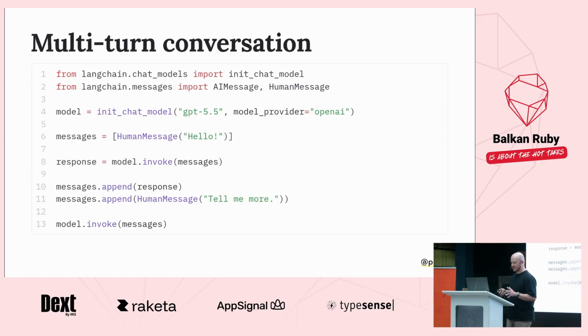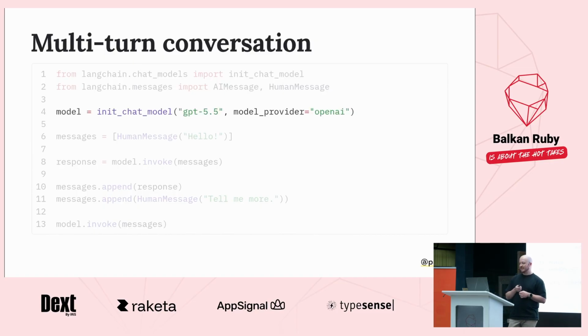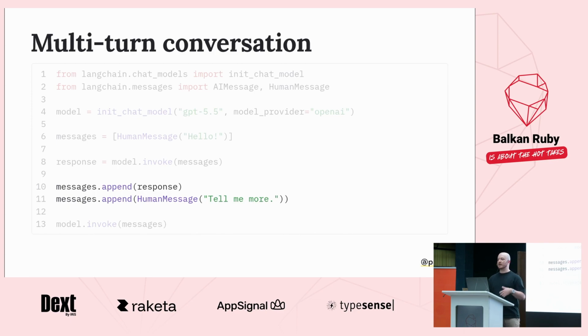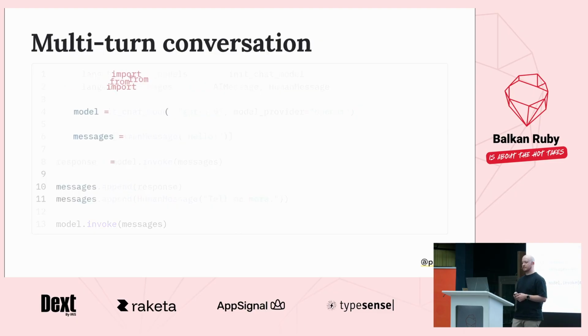What about multi-turn conversations? Now it starts to get interesting. So, of course, you need to import a bunch of things, because being explicit is what they're up to. And do the same stuff, invoking the model, and now we're appending the messages manually to our array of messages, the messages from the actual model, and then you append a human message again, and then you invoke it again. It seems pretty manual. This is something that you would have to do all the time.